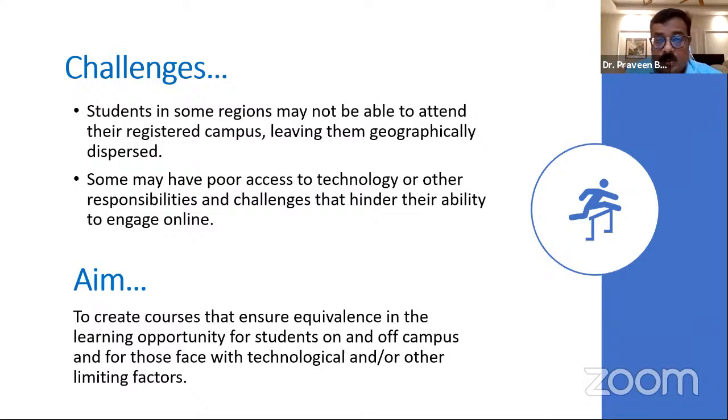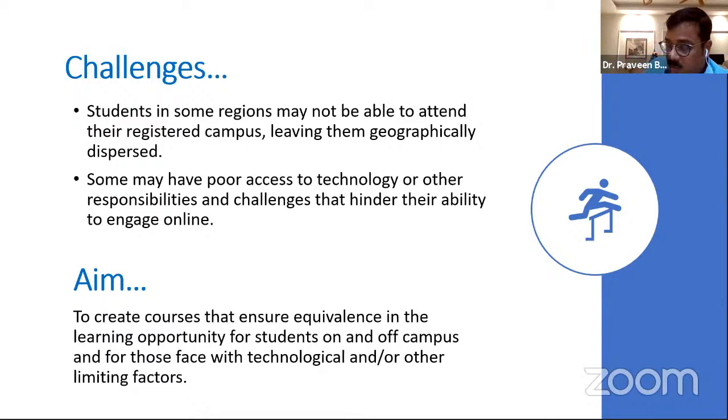So in a class of, let's say, 100, maybe 60 will be availing face-to-face classes, but 40 may not be getting it. And some have poor access to technology or other responsibilities and challenges that hinder their ability to engage online as well. Many of them were impacted by COVID-related financial issues. Many of them were impacted by family commitments and stuff like that. So we have to cater to students coming from different backgrounds.